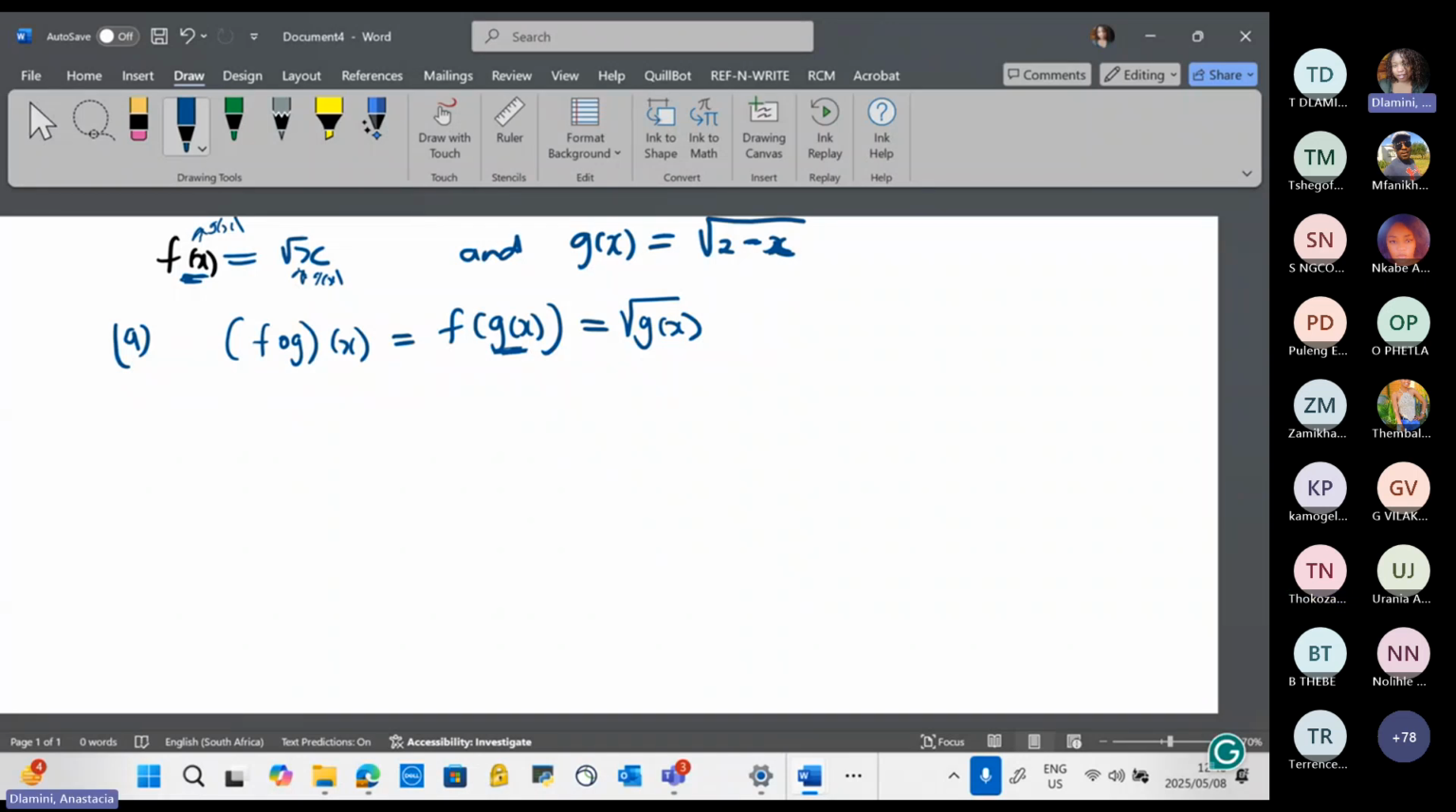Do you see that? But do we know g of x? Yes, we know g of x. So we put g of x. What is g of x? It's the square root of 2 minus x.